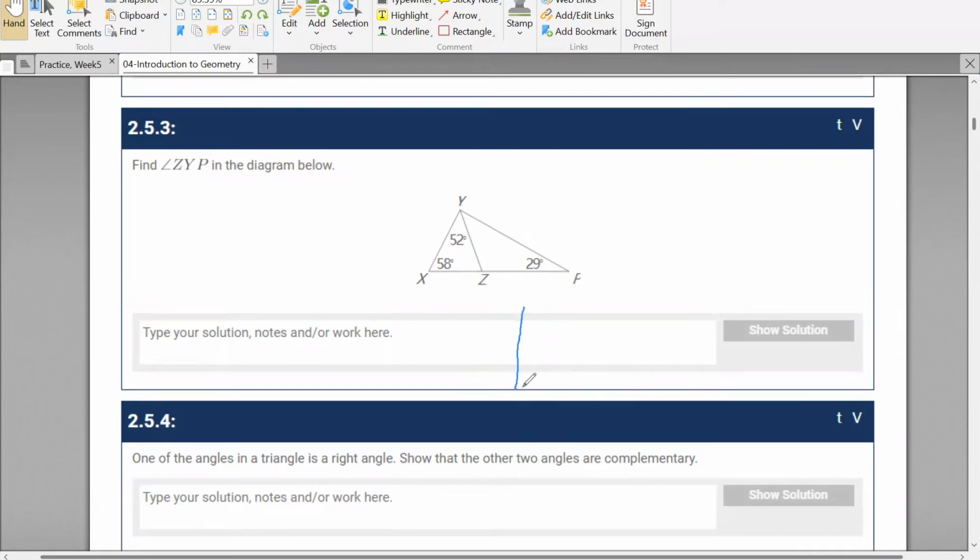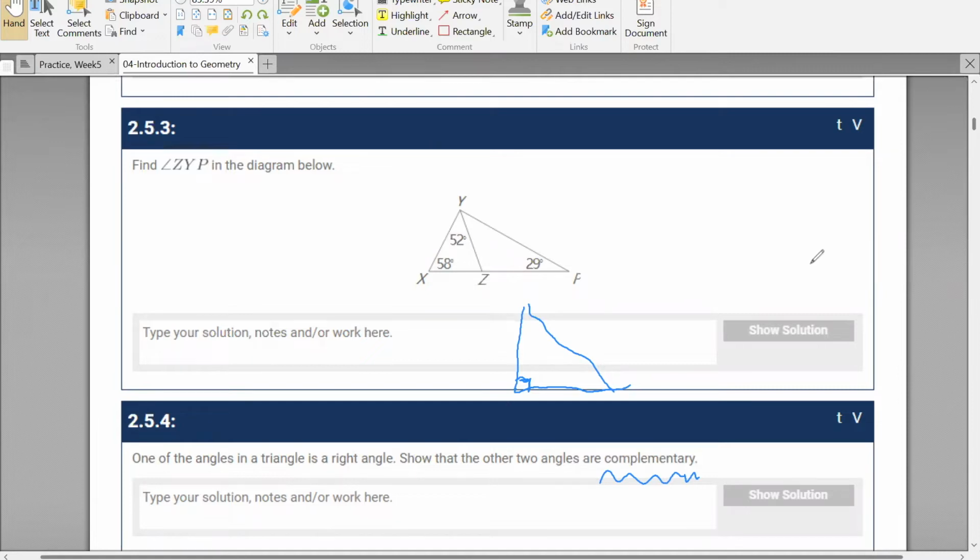See here, we are dealing with a right angle triangle. It's not a difficult question. Now, it says, show that the other two are complementary. What does complementary mean? Do you remember? Probably in the first lesson I talked about complementary angles. Complementary angles are the angles that add up to 90 degrees.